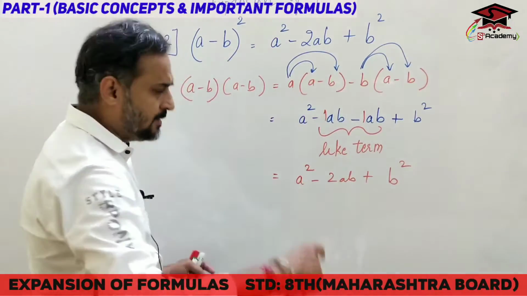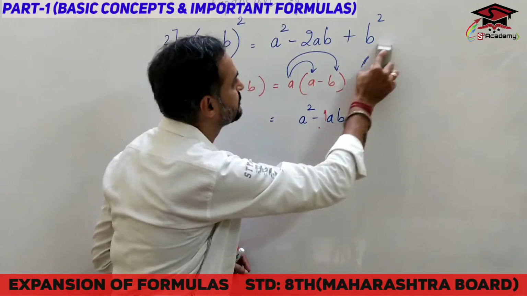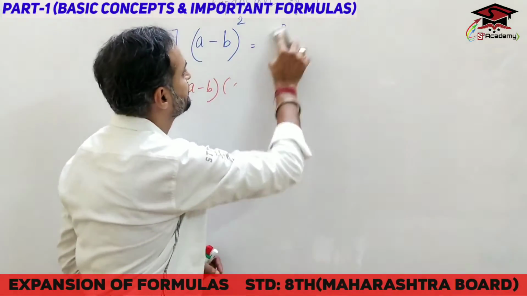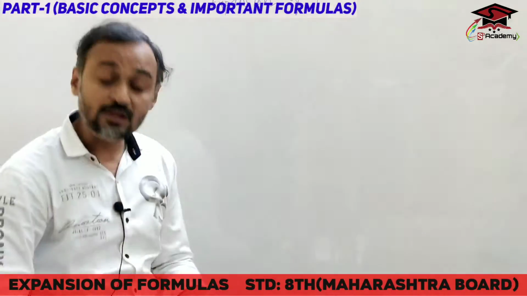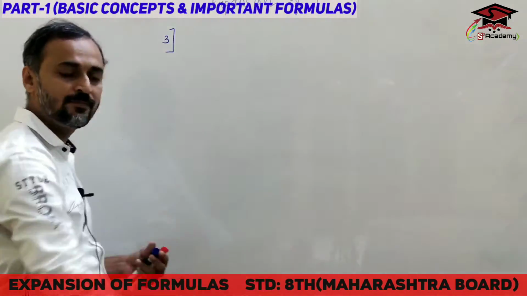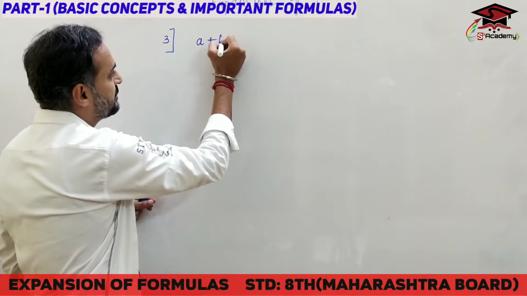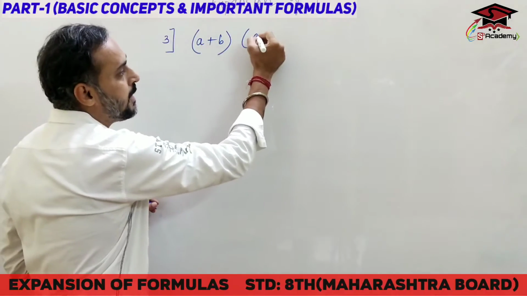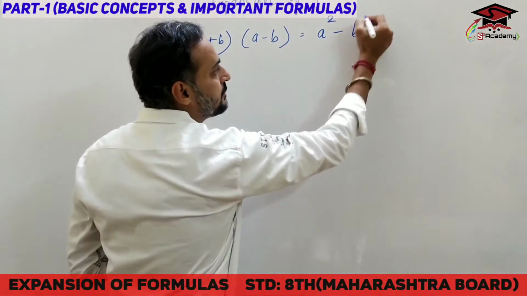One more formula is there. Let's understand. Now we will move to the third part of the formula. Okay, what is the third part? Let me see. A plus b, a minus b is equals to what? A square minus b square.